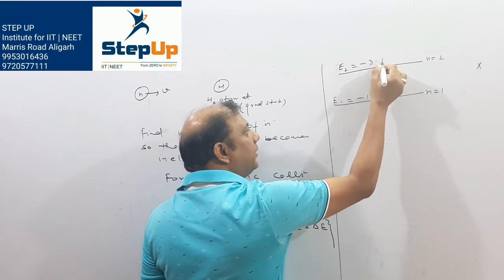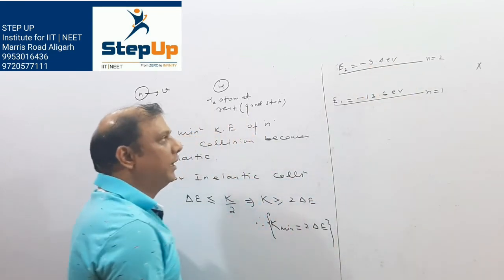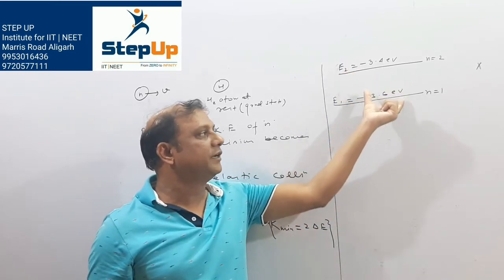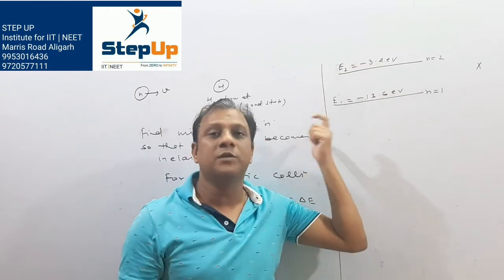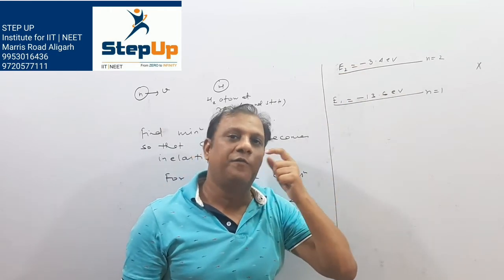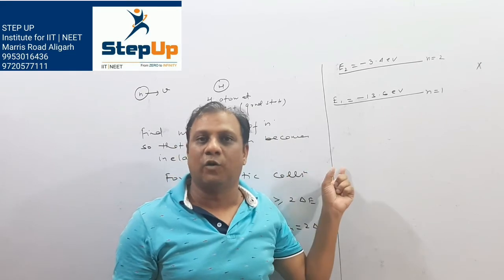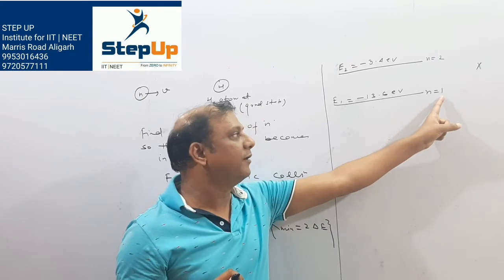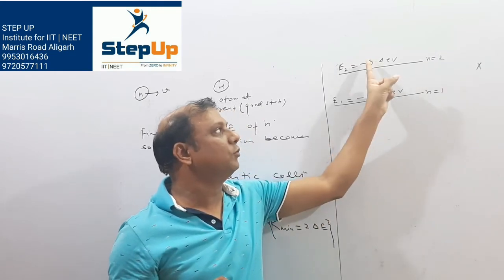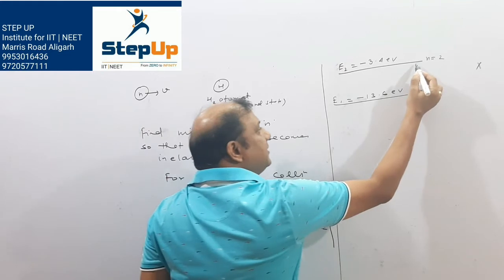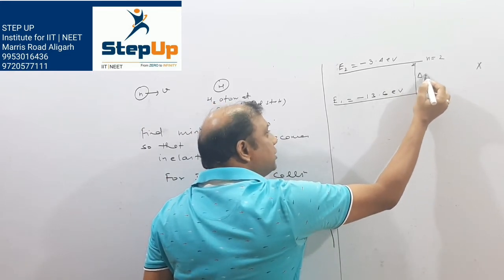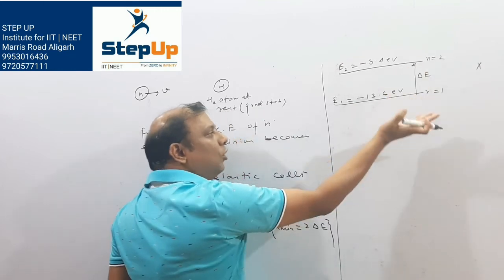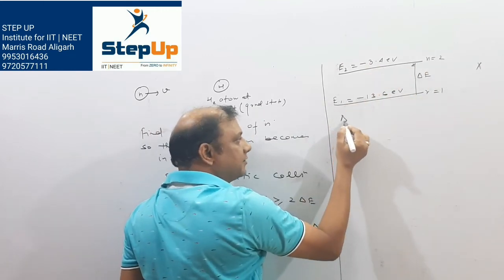Minus 3.4 electron volt. These results, 13.6 electron volt and 3.4, come from the formula: energy of the orbiting electron in the nth orbit for the hydrogen atom is minus 13.6 upon n square. So putting n equal to 1 gives 13.6, putting n equal to 2 gives 3.4. So if I say delta E, it means the energy required to jump from n equal to 1 to n equal to 2, or you can say ground state to first excited state.